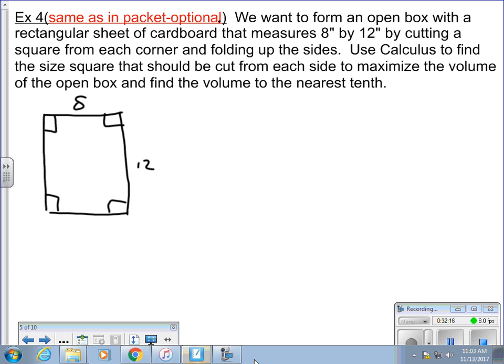So we need to figure a couple of things. We need to find an equation for volume. We need to find our domain. If we call what we're cutting out x, what is the smallest we can remove? 0. So our domain, 0 to what? What's the largest we can remove?